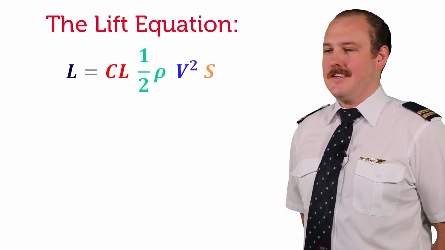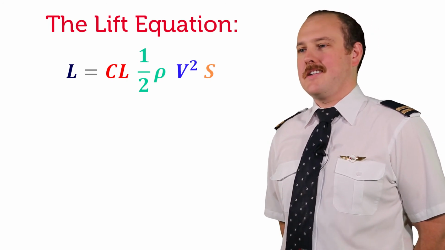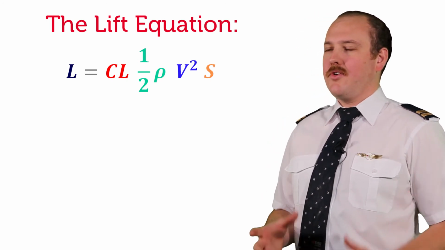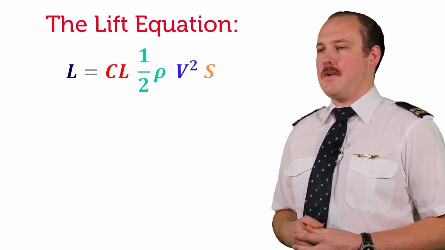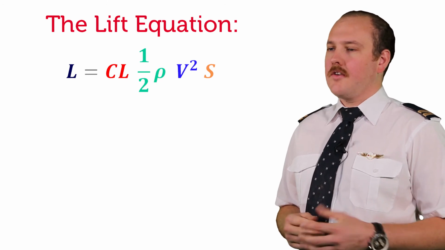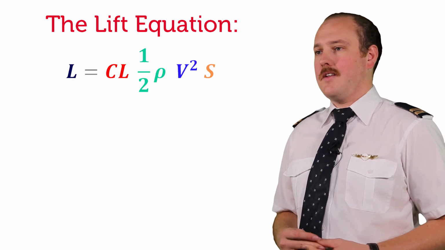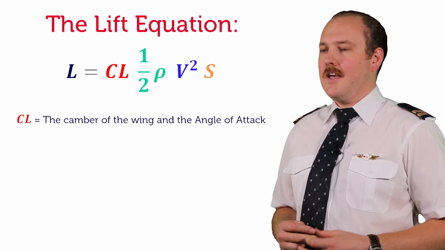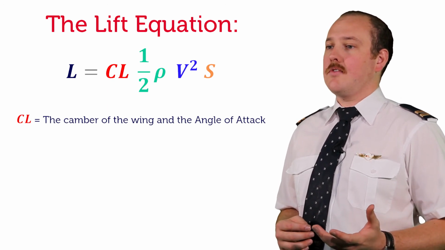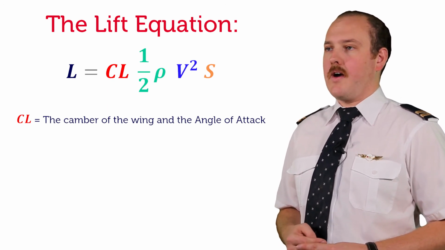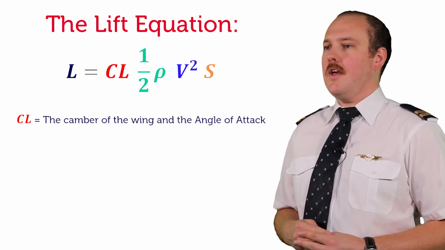The lift equation. Don't be put off by looking at this equation. Once you break it down, it's very easy to understand. So we can use Bernoulli's theorem and the Coanda effect and create a lift formula which we can use as pilots to make our life a little bit easier. So lift is equal to the coefficient of lift times half rho times V squared times the surface area of the wing. Now CL can be broken down into two components. It can be said that CL is equal to the camber of the wing combined with the angle of attack. The angle of attack is the angle between the relative airflow and the chord line.